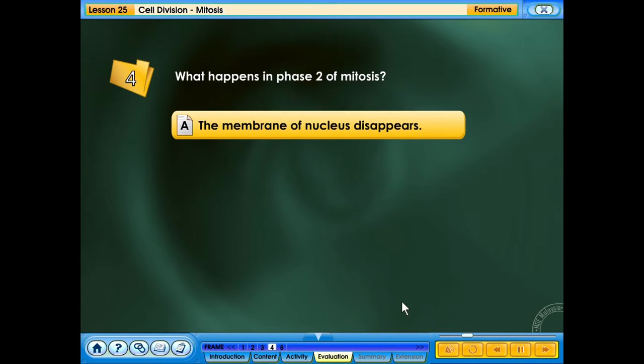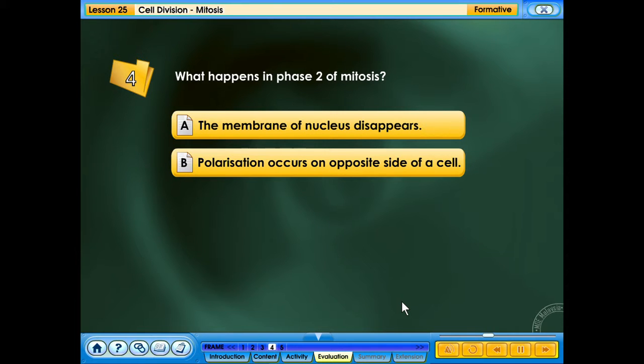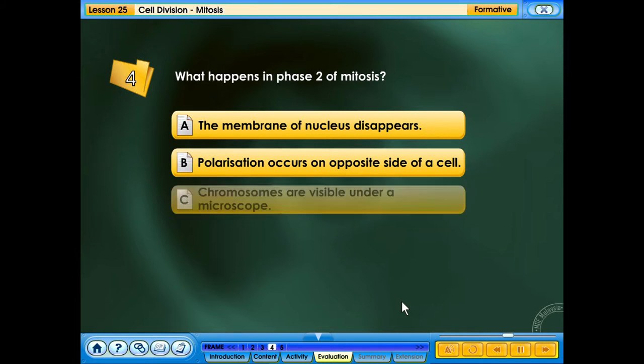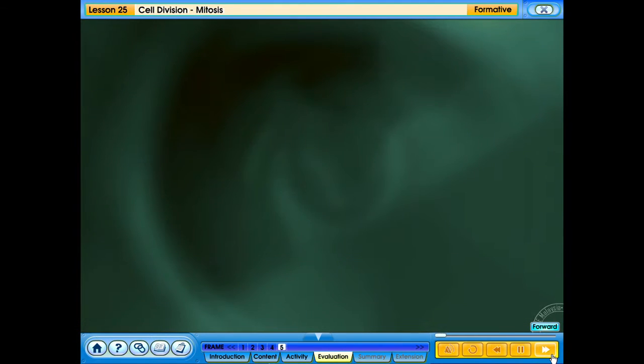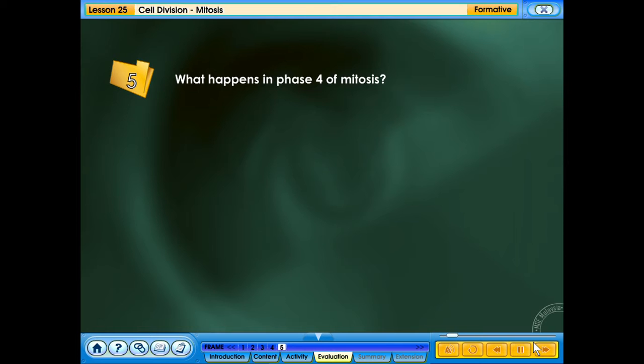What happens in phase 2 of mitosis? A. The membrane of the nucleus disappears. B. Polarization occurs on opposite sides of a cell. C. Chromosomes are visible under a microscope. D. Chromosomes arrange themselves at the equator plane in a single line. Your answer is correct.